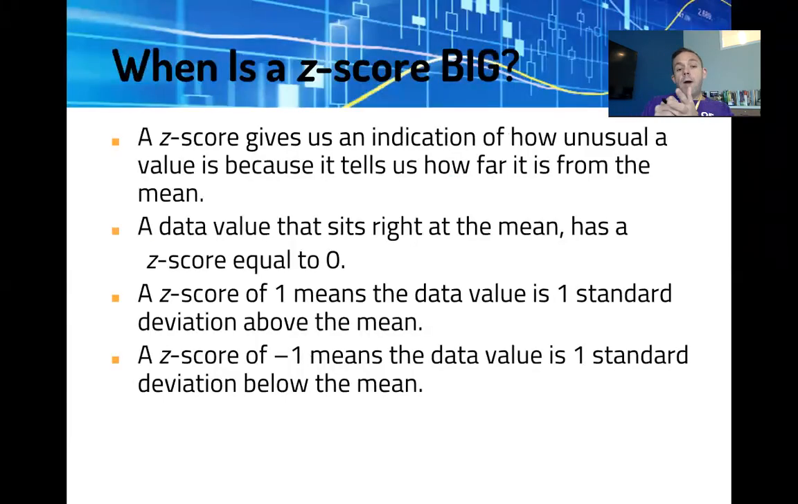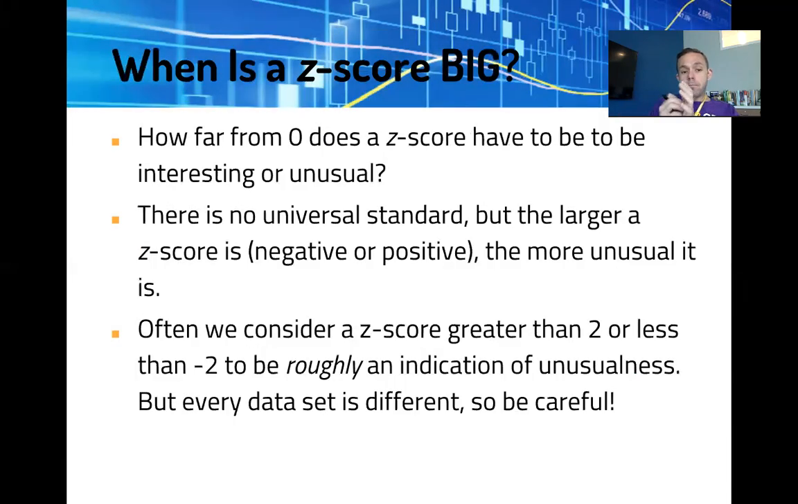So when is a z-score considered big? A z-score gives us an indication of how unusual a value is because it tells us how far it is from the mean. A data value that sits right at the mean has a z-score of 0, a z-score of 1 means that the data value is 1 standard deviation above the mean, and a z-score of -1 means that the data value is 1 standard deviation below the mean.